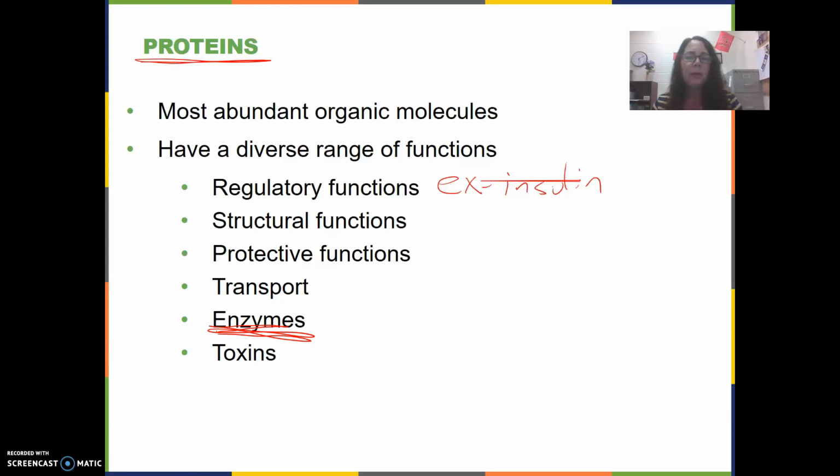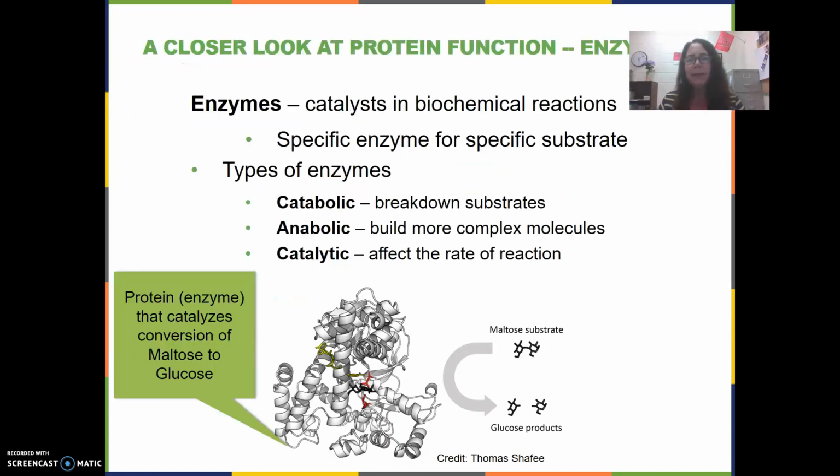Proteins also help form our body structure, and they have protective functions. Antibodies are proteins. Antibodies help with our immune system. And then we have transport proteins, and we have proteins that are toxins. One transport protein, for example, is hemoglobin that helps transport oxygen in the blood. So let's look at enzymes first.